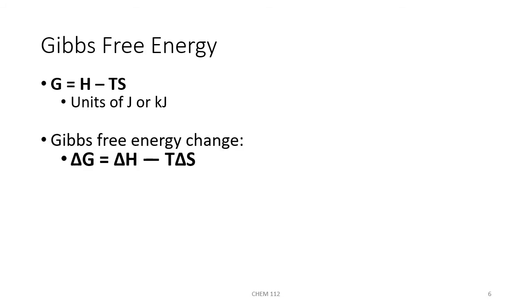We're usually interested in calculating the free energy change. Since all of these are state functions, we can say that delta G is equal to delta H minus T delta S, where our temperature is always positive and in units of Kelvin. We can also calculate delta G by taking G final minus G initial. G final would be the products of our reaction, and G initial would be the reactants. We will learn a few different ways that you can calculate the Gibbs free energy change.